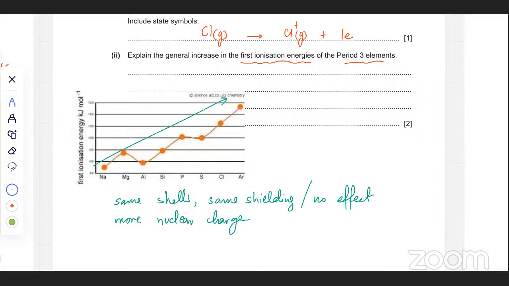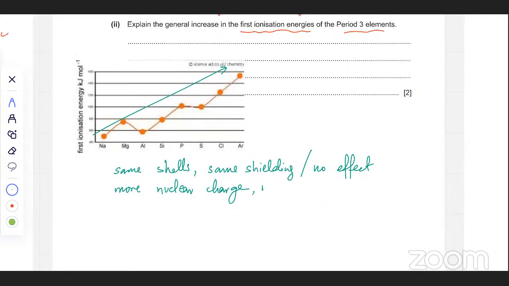The nuclear charge keeps on increasing. You've got more protons. Plus another effect is that when you move across the period, because you have the same number of shells, the higher number of protons matters. For example, chlorine has 17 protons. That's a much higher number than the other ones. Sodium just has 11 protons. So sodium is not going to attract its electrons that much. So when you move across the period, not only do you have more nuclear charge, the distance slightly decreases as well. Or instead of writing distance, we can talk about the atomic radius, that the atom becomes smaller.